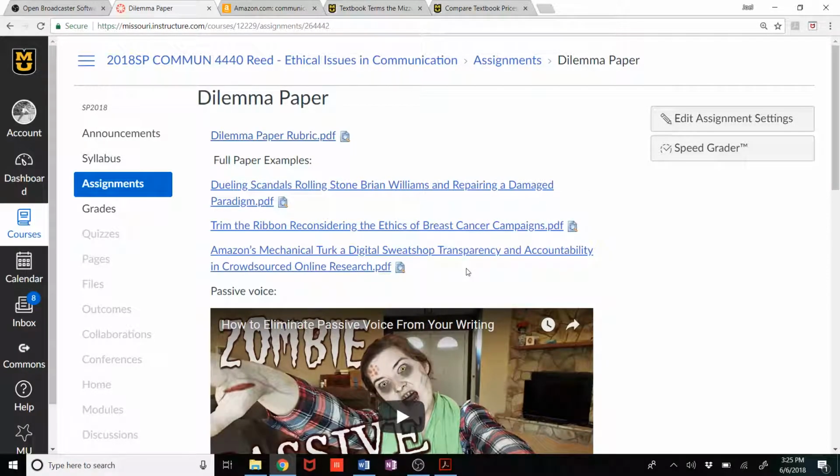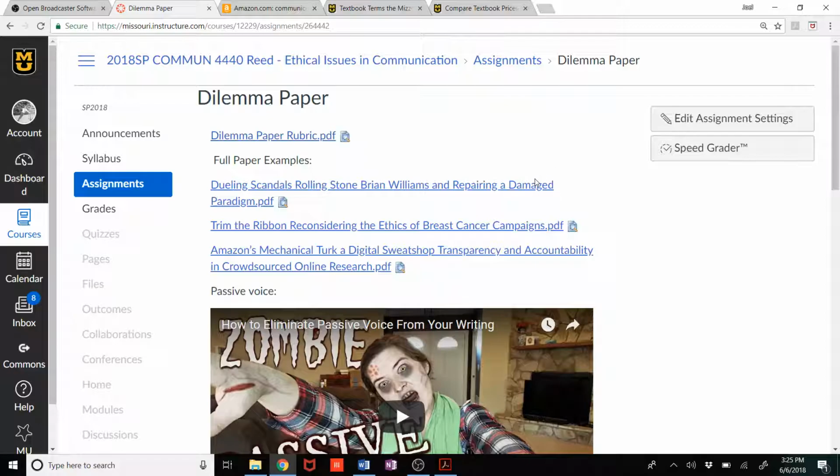There are a few other things that I've included on here just to make the project a little bit easier for you. These are examples of full papers, and these are all published articles in various communication journals, I think the Journal of Mass Media Ethics and perhaps the Journal of Communication, that break down what a good ethics paper looks like. So at the end of the day, not just for the dilemma paper, but once we have all of these papers combined together, what does a good project look like? These are three excellent examples of what that project might look like.